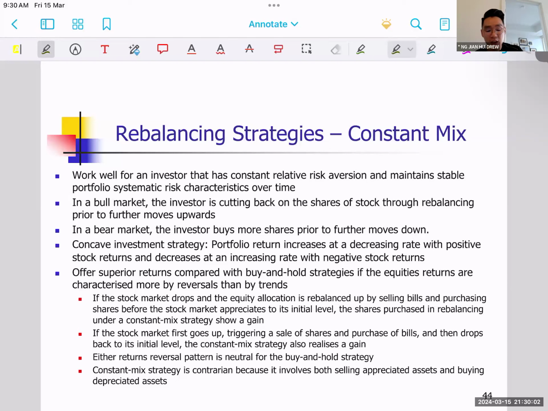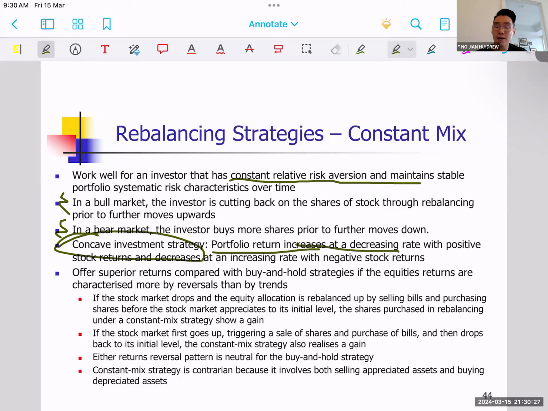It works well when the investor has a constant relative risk aversion, meaning that we are not having a trend, right? We're not going upwards or downwards all the way. In a bull market, this is not good. In a bear market, it's not good as well, because in a bear market you keep on buying stocks as it goes lower. It's a concave strategy. Why? Because when the portfolio value increases, it will increase at a decreasing rate.